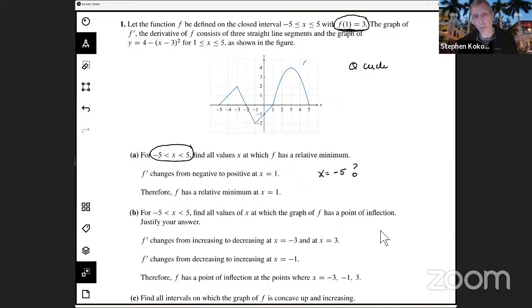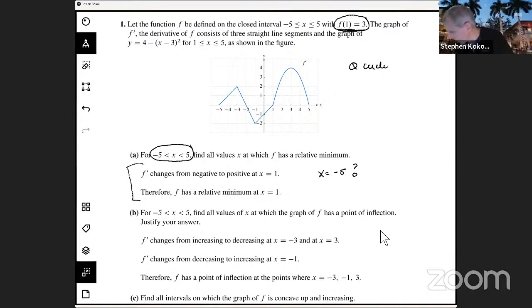So what we have to do to answer this problem is to read that answer from the graph. And we see that at x equal to 1, f prime changes from negative to positive, and therefore there's a relative minimum. Now, these two statements right here would be sufficient for earning the point on a free response question. And in fact, you could probably combine these into one sentence. F prime changes from negative to positive at x equal 1, therefore there's a relative minimum there. All one sentence, fine. But you've got to justify that f prime changes from negative to positive there.